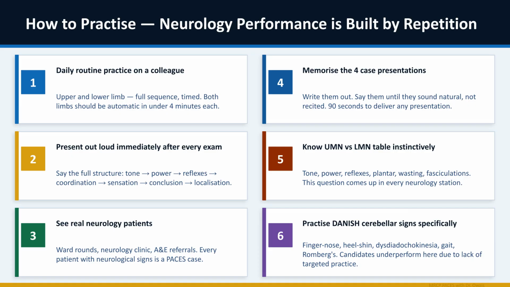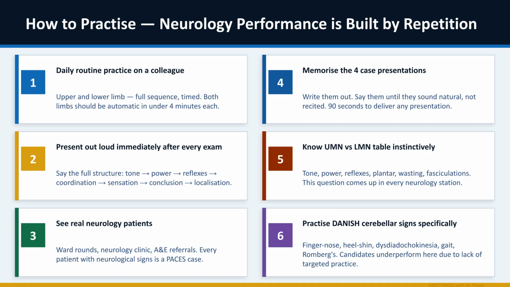Number 2. Practice presenting immediately after every examination. Out loud, with the full structure: summary, findings in order, conclusion, localization, cause. Record yourself. Listen back. Are you leading with the conclusion? Are you localizing? Number 3. See real neurology patients. Ward round, outpatient clinic, neurology referrals. Every patient with neurological signs is a PACES case. Ask to examine them, present to a senior, get feedback. Number 4. Learn the 4 presentations by heart. Write out the 4 example presentations. Memorize the structure. Practice saying them until they sound natural, not recited.